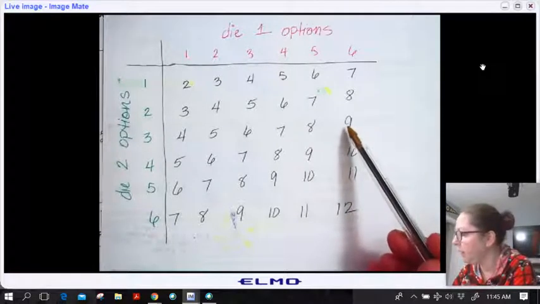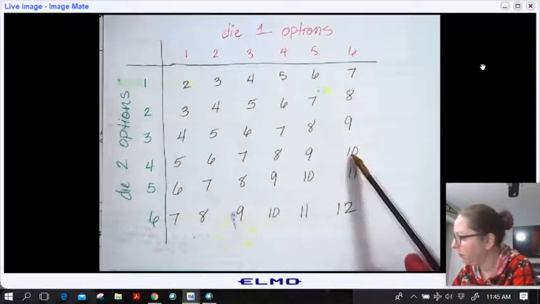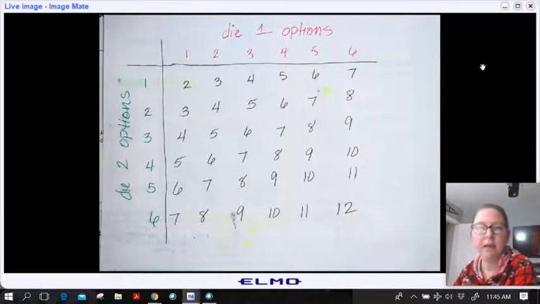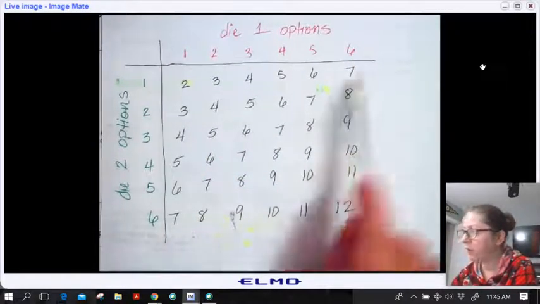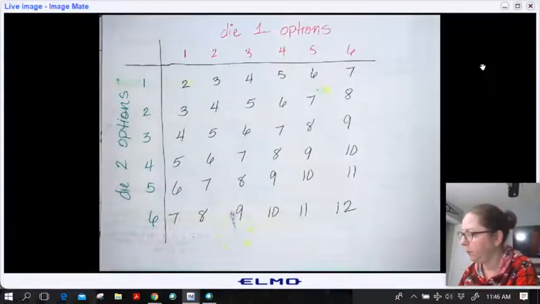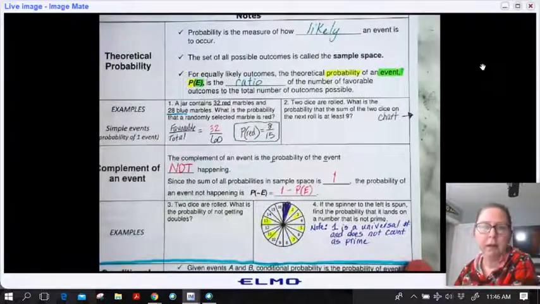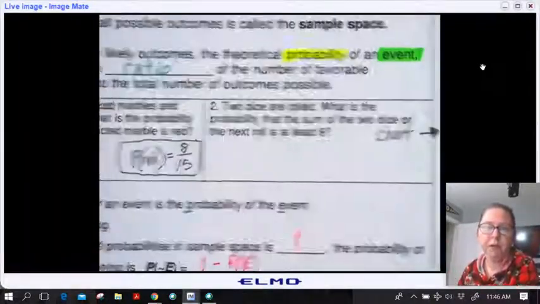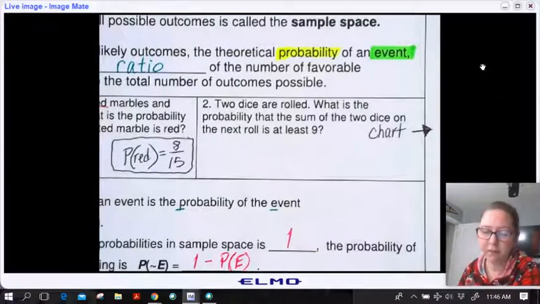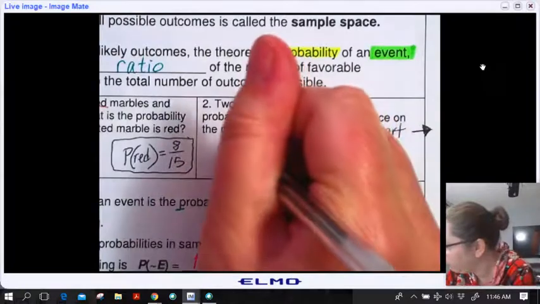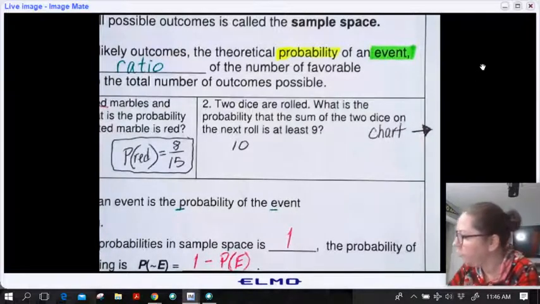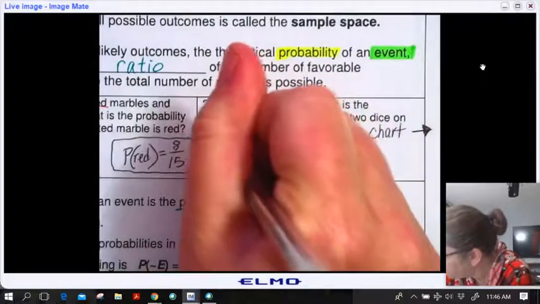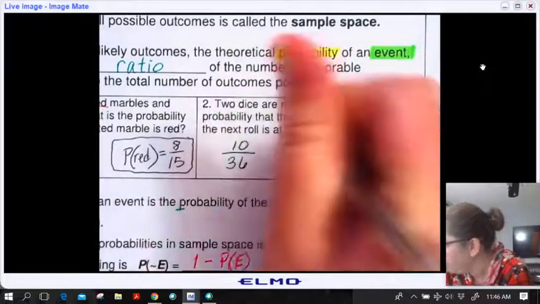So the sum of 9 or higher would be 1, 2, 3, 4, 5, 6, 7, 8, 9, 10 different possibilities. And then, of course, how many total possibilities are there? 6 for the first die, 6 for the second die. So there are 36 total possibilities here. I'm going to zoom back in now. The favorable outcome that we're looking for is a sum of at least 9. We just counted that there are 10 different ways to get a sum of 9 or greater, and the total number of outcomes is 36. Here's my notation.